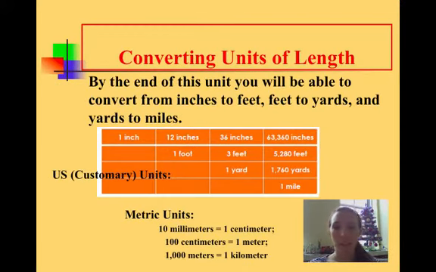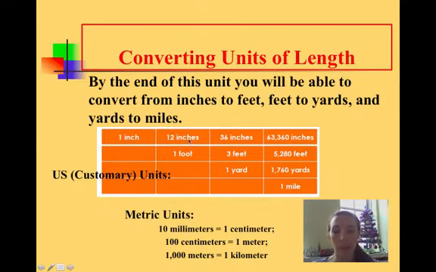All right, so here, by the end of the unit, you'll be able to convert from inches to feet, feet to yards, and yards to miles. You're also going to be able to convert between millimeters, meters, centimeters, and kilometers. You should have a little bit of practice with that with Ms. Casey already, but we'll review it just slightly in my class. Here's a pretty good chart that you guys can look at about the different conversions.